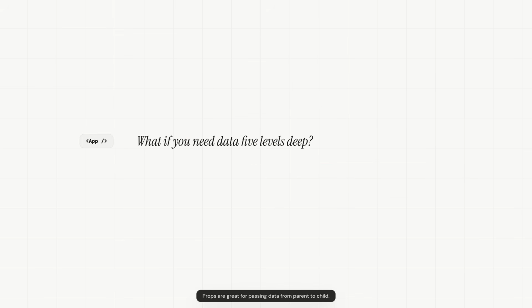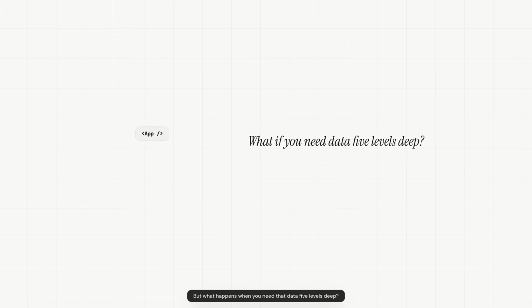Props are great for passing data from parent to child. But what happens when you need that data 5 levels deep?